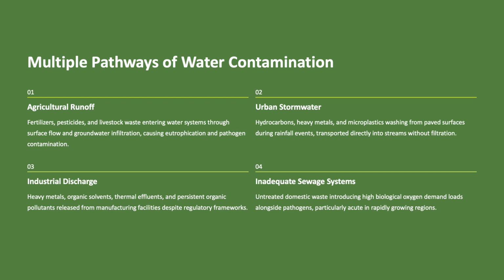Nitrogen and phosphorus stimulate algal blooms, while bacterial pathogens originating from animal waste can compromise the safety of drinking water. The scale of this problem increases during heavy rainfall events, when large volumes of contaminated runoff rapidly enter rivers and lakes. Urban stormwater contributes another major route of contamination.